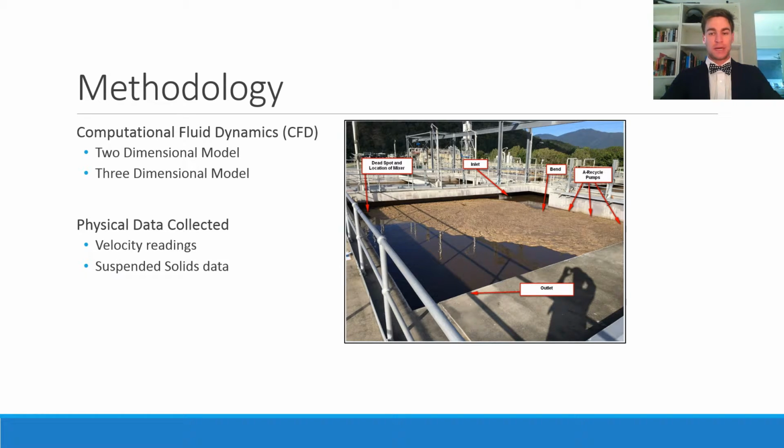Two sets of velocity readings were taken. The preliminary data was used to validate the initial two-dimensional model and was collected at the inlet, bend, dead spot, and outlet. These locations are shown on the image to the right. Velocity readings for the preliminary data were taken 0.5 meters off the wall and at a depth of 1 meter normal to the wall surface.